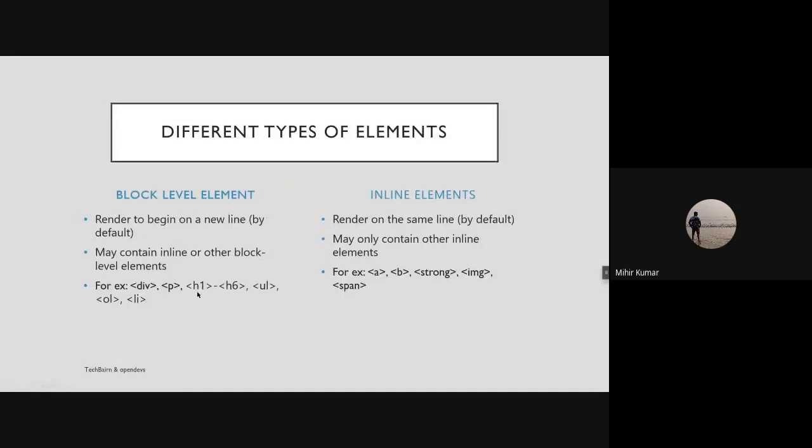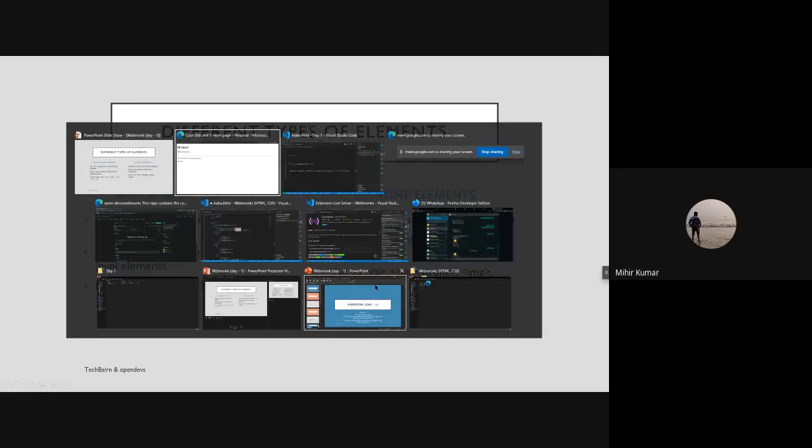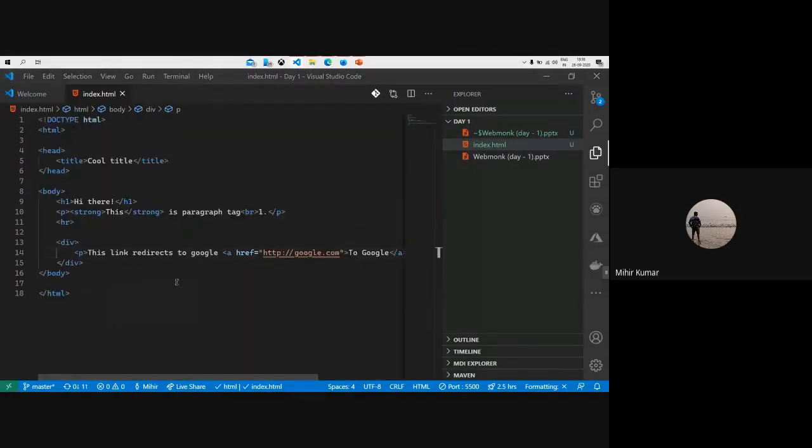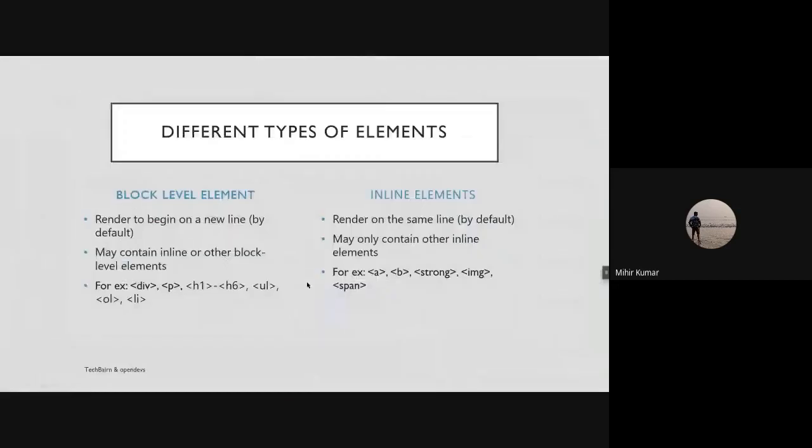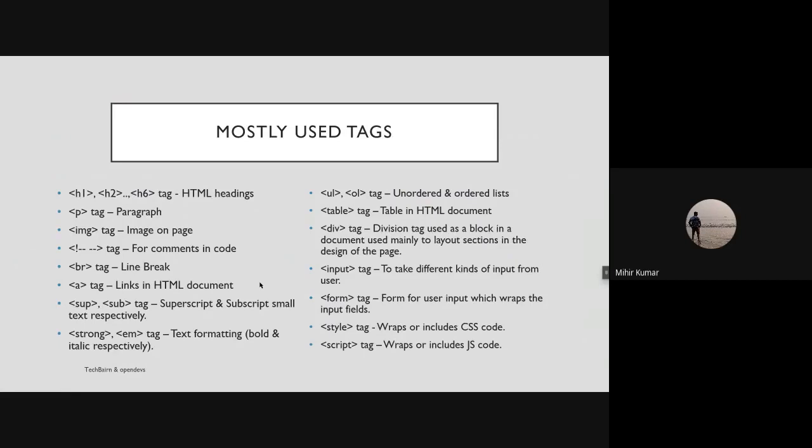There are div, p, headings h1 to h6, unordered list, ordered list, and list items. And then in inline elements there is the strong that I showed you, and we will be going over these tags one by one as we progress. But yes, let's move ahead. Now coming on to the mostly used tags that are available to us. We will go over all of these tags one by one. So let me show you.